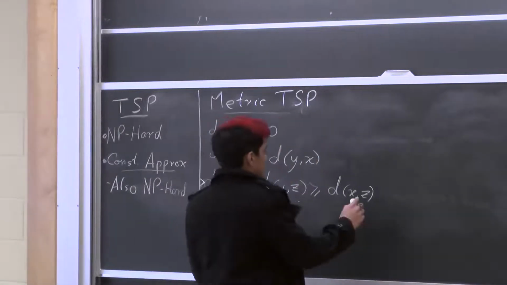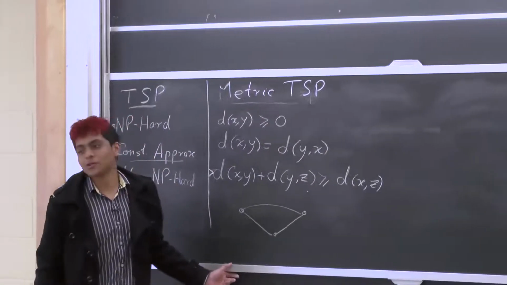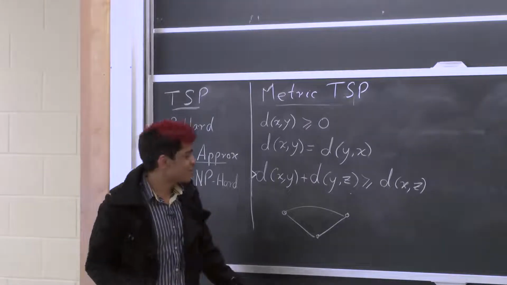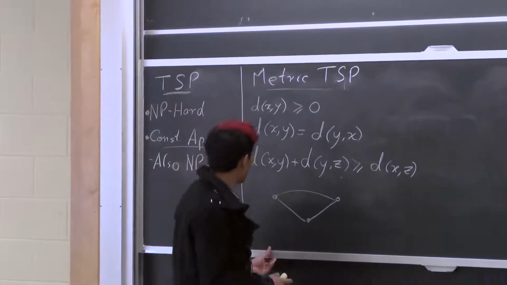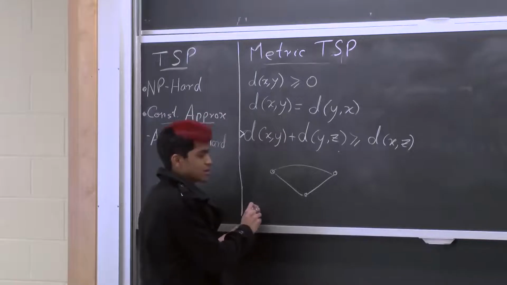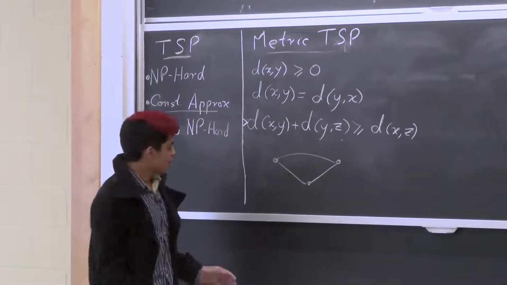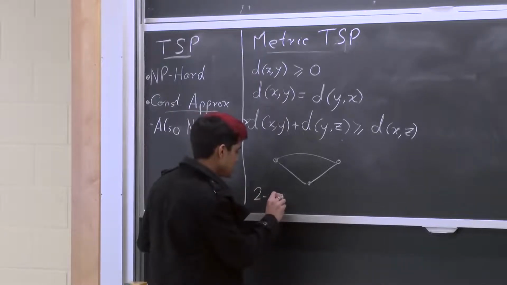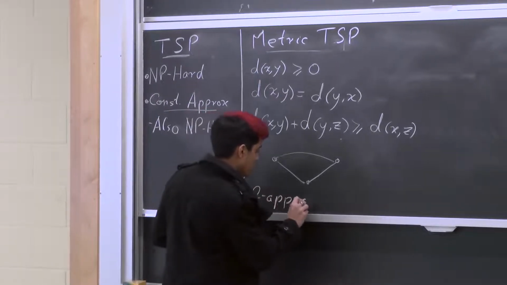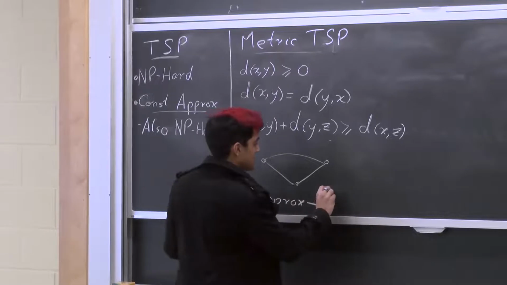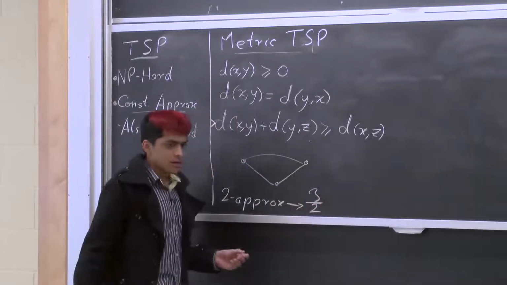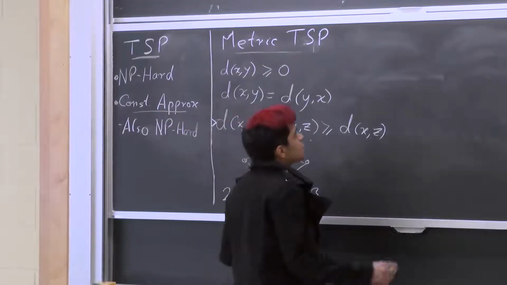So it turns out the metric TSP problem is also NP hard. So nothing very great there, but you can do a constant approximation here. And we'll go through 2 approximations today. The simpler one is a 2 approximation. And then we'll improve this to 3/2. So let's start with the first one.